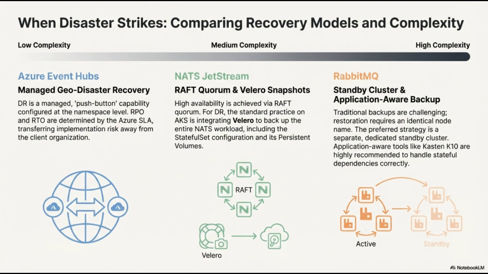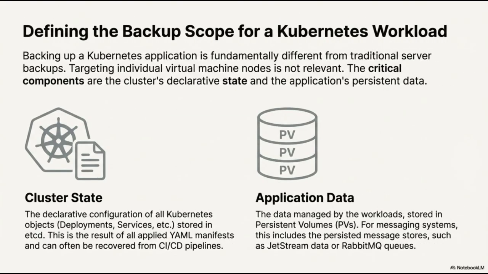Defining the backup scope for a Kubernetes workload requires a fundamental shift in perspective compared to traditional server backups. Targeting individual virtual machine nodes is no longer relevant. Instead, we must focus on two critical components: the cluster's declarative state and the application's persistent data.